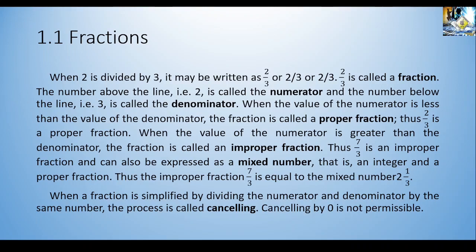When the value of the numerator is greater than the denominator, we call it an improper fraction. For example, we have 7 over 3. It is an improper fraction and can also be expressed as a mixed fraction, that is, an integer and a proper fraction. Thus, the improper fraction 7 over 3 is equal to the mixed number 2 and 1/3.